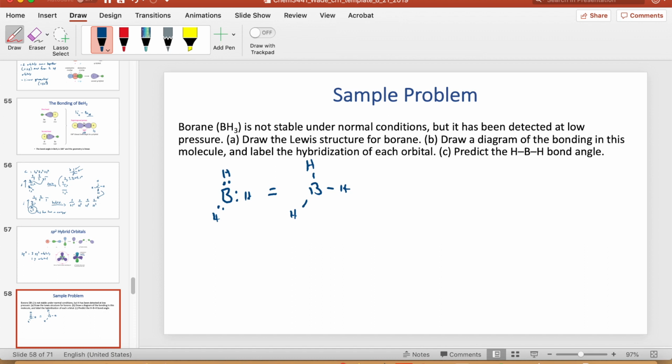Now we need to look at a diagram of the bonding in this molecule. What's important here is to note what orbitals are overlapping to form the bonds. We know hydrogen is 1s1, but the question becomes, what is boron? Well, boron only has 3, and I'll give you an example of something that has 3, if you remember from Gen Chem.